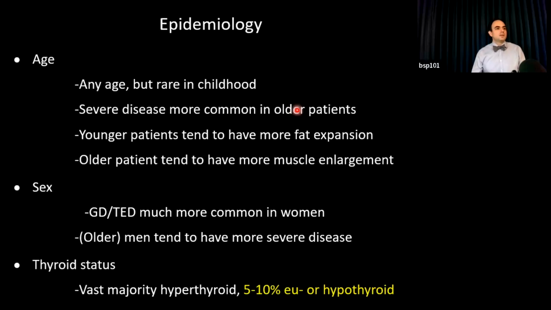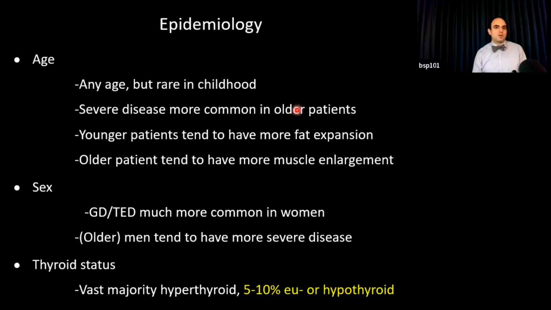And there's a different pattern of disease depending on age. Younger patients will exhibit more fat involvement, meaning puffy, soft tissue expansion, especially seen in the eyelids. Older patients tend to have more muscle involvement with significant exophthalmos, double vision due to restricted motility, etc. And we mentioned that it's more common in women, but men, especially older men, tend to have more severe disease.